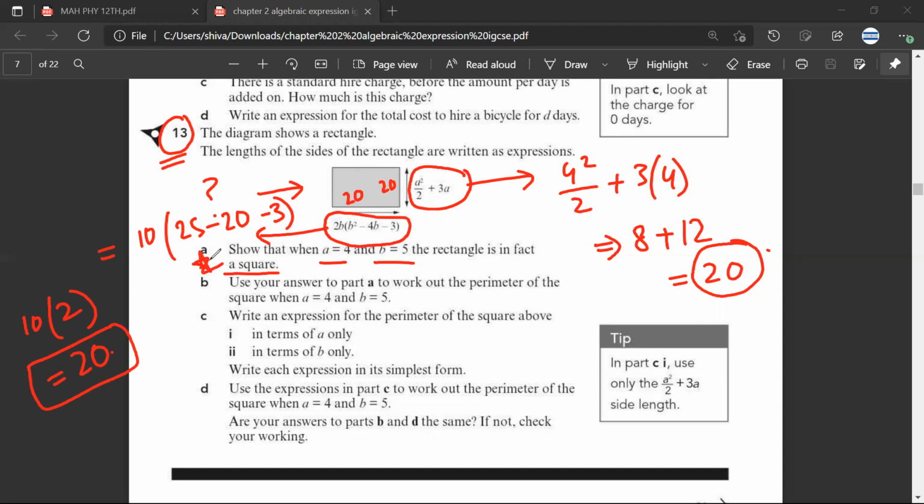Satya, have you understood? Yes, sir. Sarthak, have you understood? Yes, sir. So a simple question where you have to just put the value of A is equal to 4 in this expression. So this side comes to be 20. And then when you put the value of B is equal to 5 here, again it comes to be 20. So basically this figure looks like this. This is 20 and this is 20. Therefore, this has to be a square. Nice.